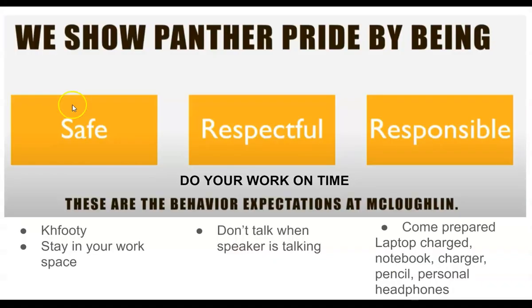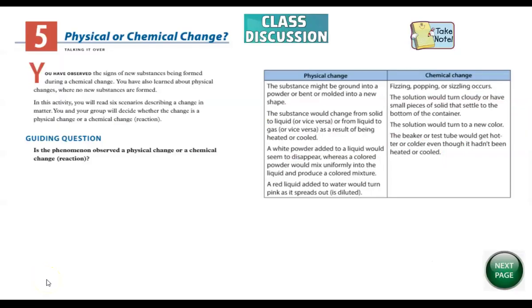So for our class discussion, we always begin on Monday with reminding students of the class expectations for the week. Activity 5 is going to focus on physical or chemical change. We'll discuss this as a class, and if you're not here, just read this and write the title and the guiding question in your notes. Is the phenomenon observed a physical change or a chemical change reaction?